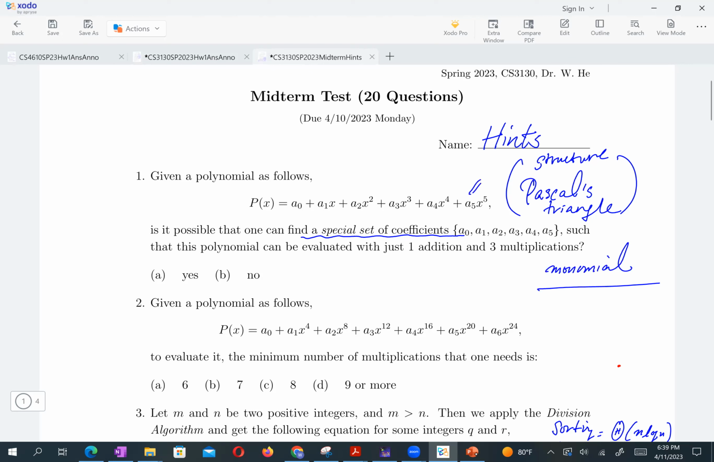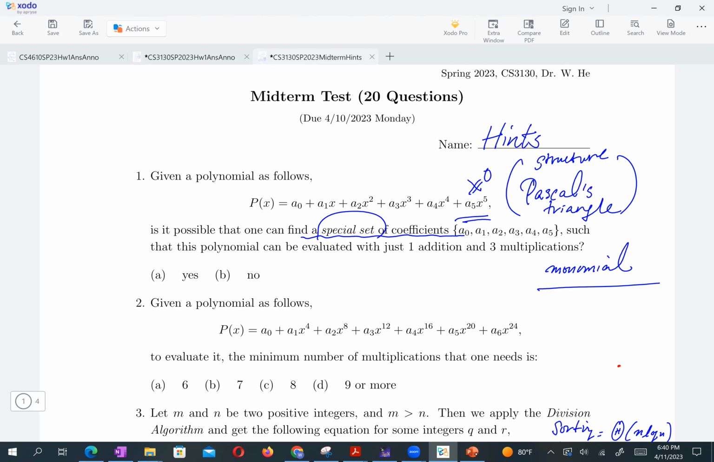Because when we define a polynomial, usually we mean the leading term, the coefficient of the leading term, this one, cannot be 0. So that's the only condition we need to keep. Other than that, other coefficients, you can make them 0 if you like. But here, because it is special, you have freedom to choose special coefficients to make this question as easy as possible.